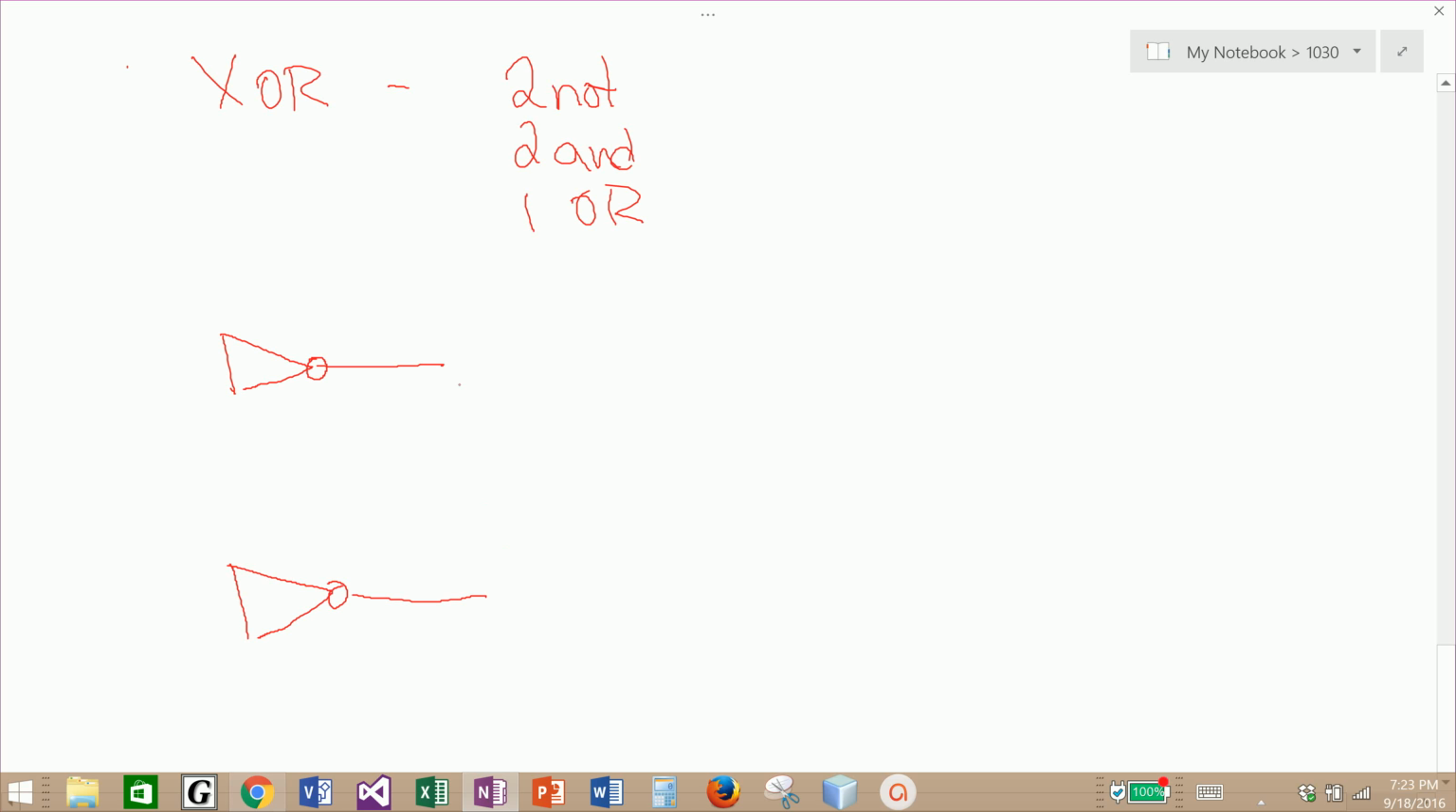The last one that we're going to draw is an exclusive OR. And I'm going to draw it, instead of drawing transistors, as a series of gates. It is going to use two NOT gates, it's going to use two AND gates, and it's going to use one OR gate in order to create an exclusive OR. So we're going to start with two NOT gates, then we're going to add two AND gates, and we're going to end up with one OR gate.